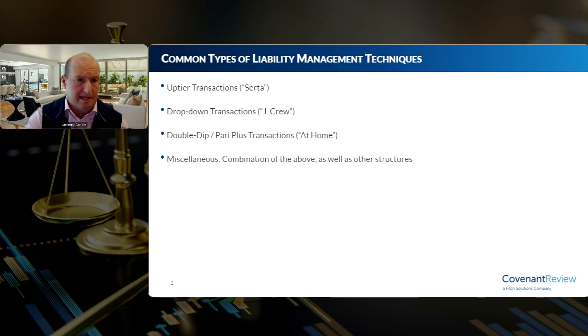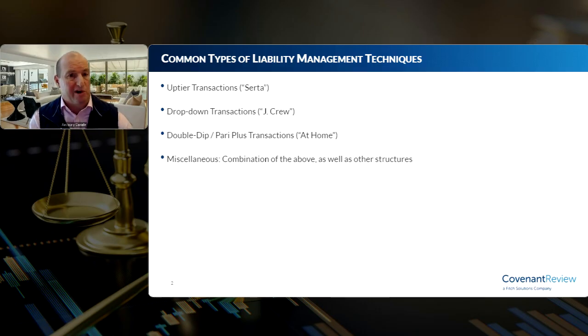The second type of LMT is the drop-down transaction. That's what this presentation is mostly focused on. A drop-down transaction, commonly referred to as pulling a J.Crew, involves dropping assets down into a structurally senior entity in connection with incurring new, better debt at that entity, or other transactions.